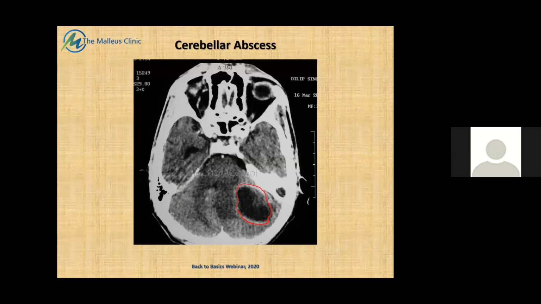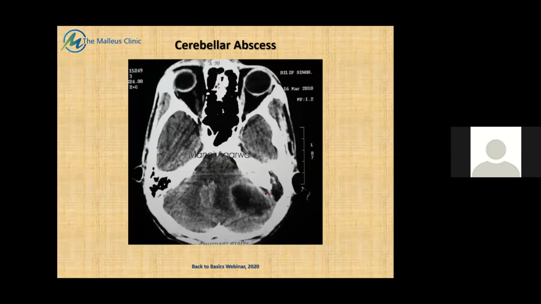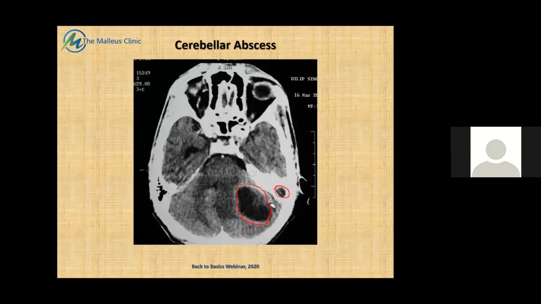This is a CT scan. You could do a CT scan, you could do an MRI. So this is a cerebellar abscess. The mastoid is occupied by a pathological process. Unfortunately, I could not put in the picture where, yes, this is the picture that I was referring to. Just a moment, please. So let's go to the better picture.